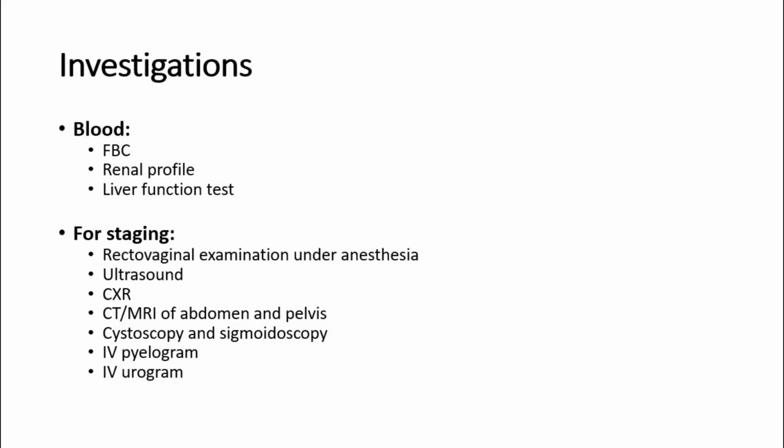Ultrasound to assess the uterus involvement, chest x-ray to look for lung metastasis, CT scan or MRI scan of the abdomen and pelvis to detect the local spread of the cancer and also detect any enlarged lymph nodes. Cystoscopy and sigmoidoscopy to exclude bladder and rectal involvement. Intravenous pyelogram to look for urinary tract obstruction by the lesion or to look for hydronephrosis. And intravenous urogram can be done to check the integrity of the uterus.